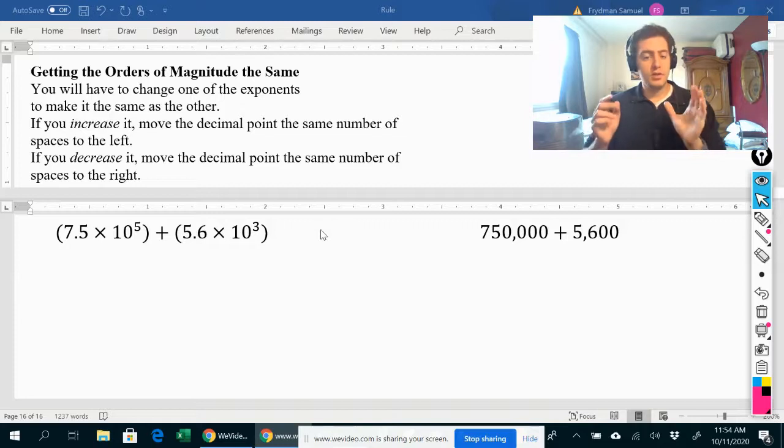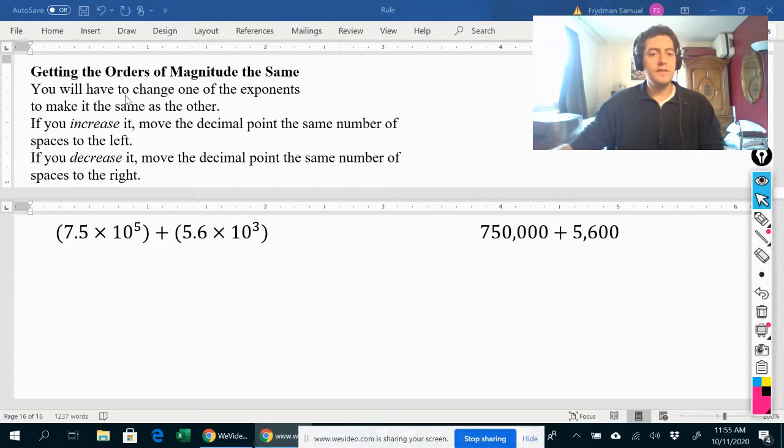So that's still true. So our first job is going to be to get these exponents, or these orders of magnitude, to be the same. And then we can do our addition or subtraction. So let's read over here, getting the orders of magnitude the same. How are you going to do that?